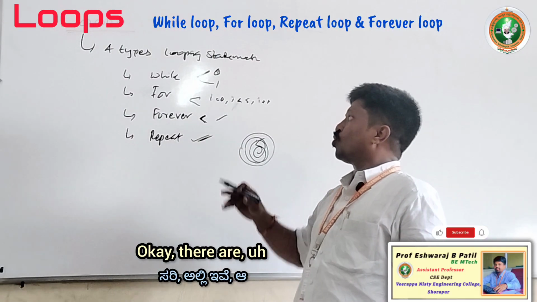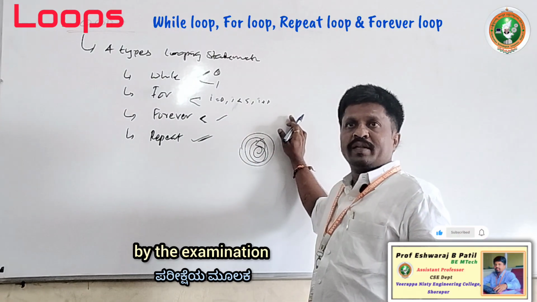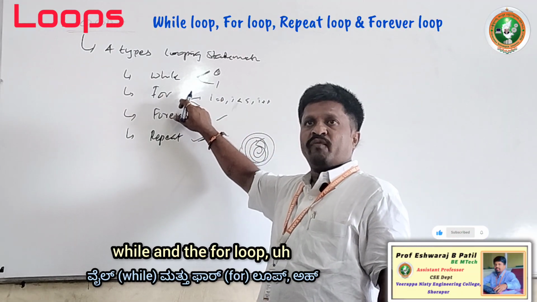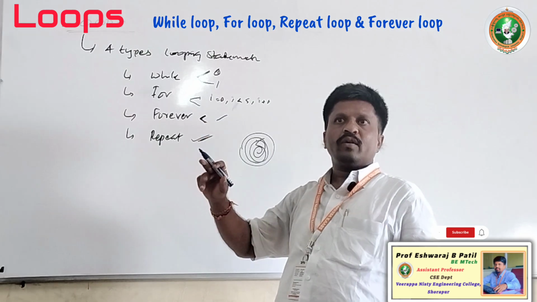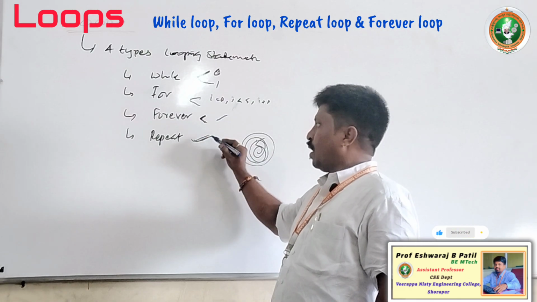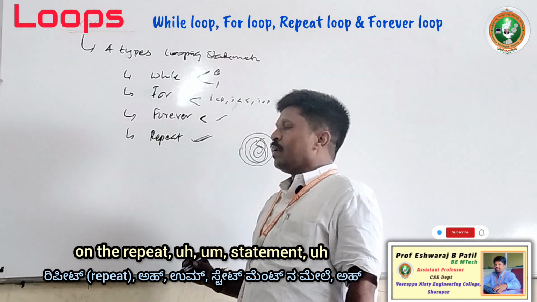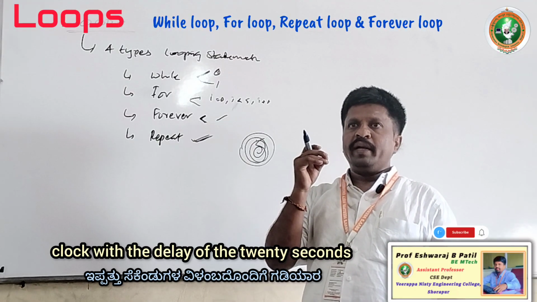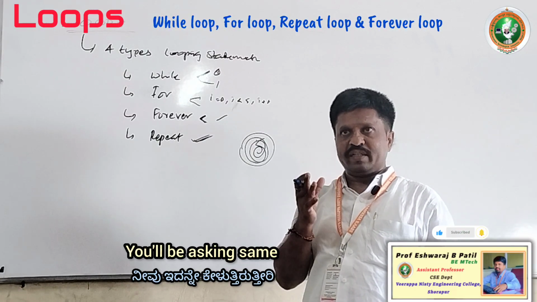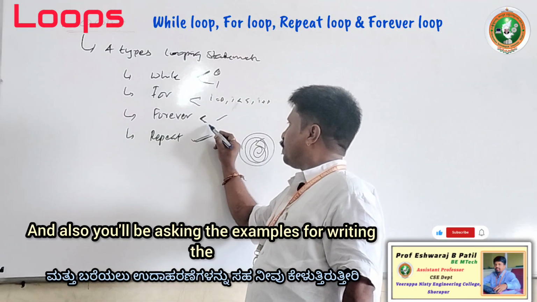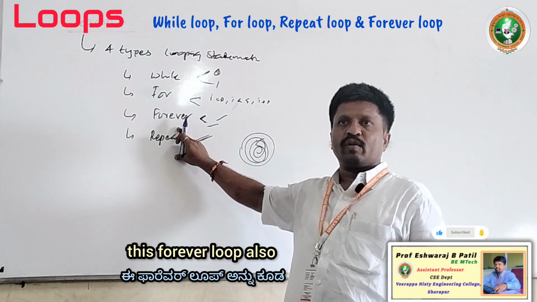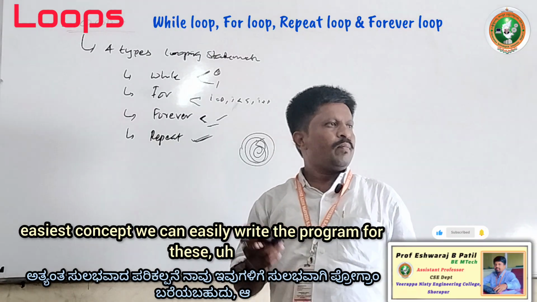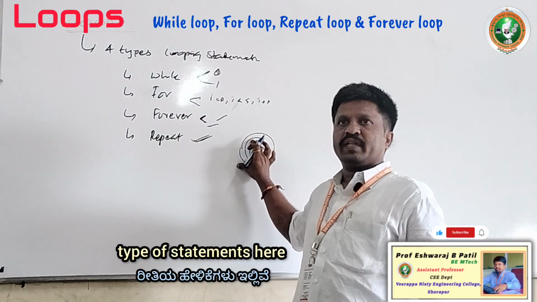There are many questions in the examination. They will ask you to explain the while and for loop with an example. Sometimes they will ask, on the repeat statement, to write a program for a clock with a delay of 20 seconds. They will also ask for examples of the forever loop. These are the easiest concepts, and we can easily write programs for these types of statements.